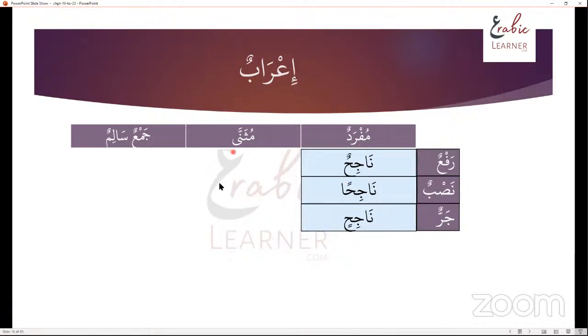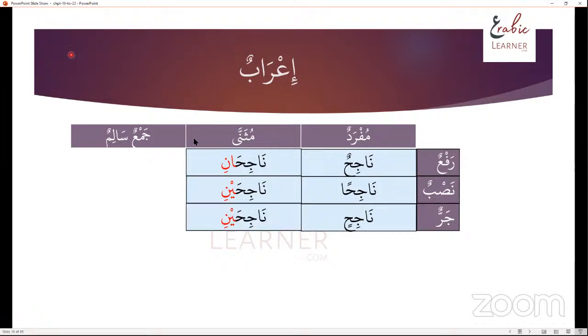Now when it comes to muthanna, as I mentioned, all the duals are salim. All the duals are salim. When it comes to jama, there are two types of jama, salim and taksir. But when it comes to duals or pairs, they are all salim. So najihan, najihaini, najihaini.